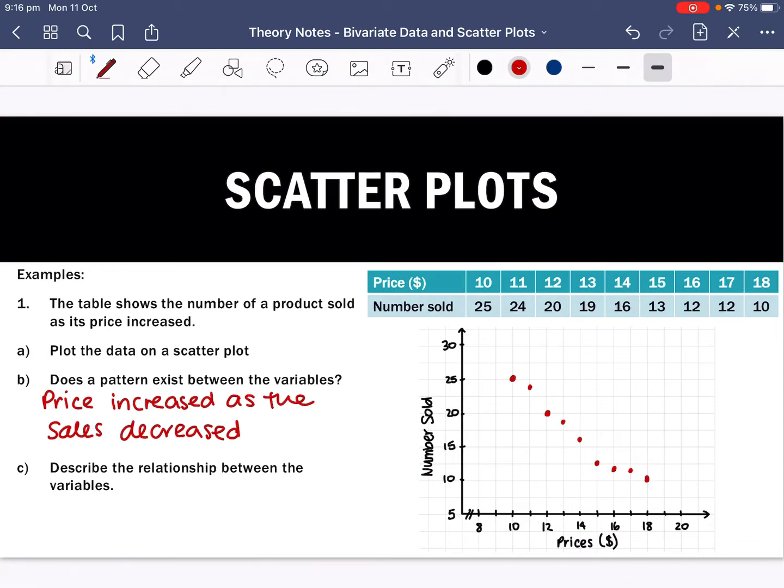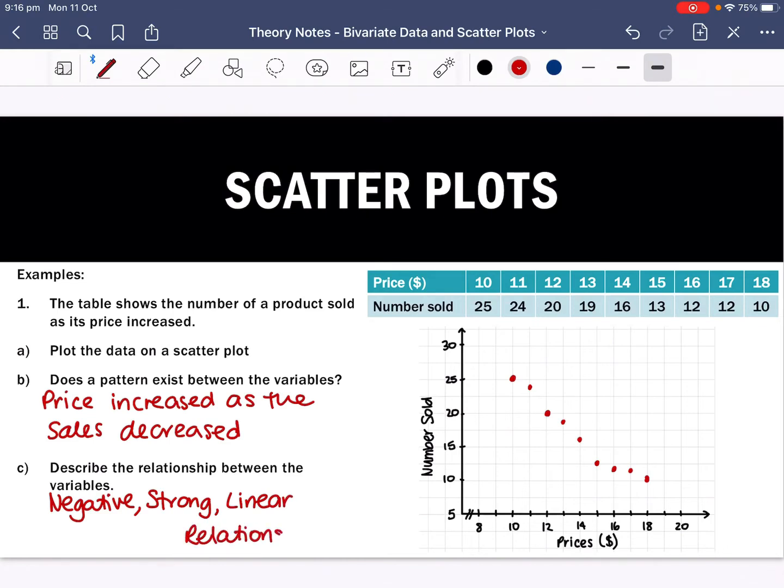Describe the relationship between the variables. So this is a negative relationship because it's going down from left to right. So it's a negative, strong, linear relationship, because it's lying close to a straight line. So it would be a negative, strong, linear relationship.